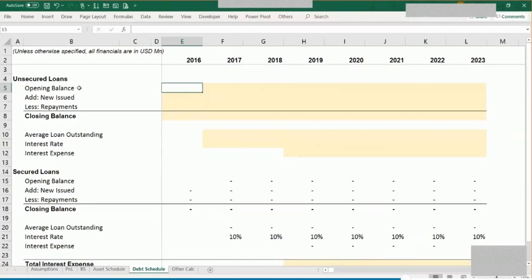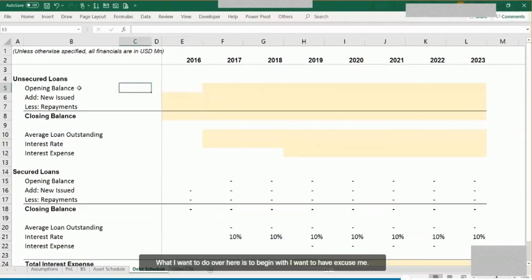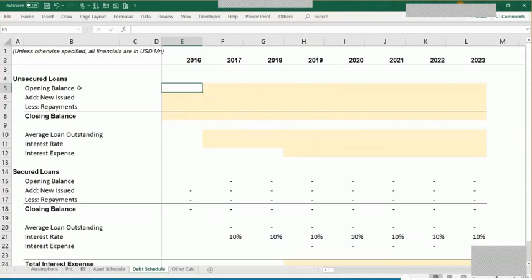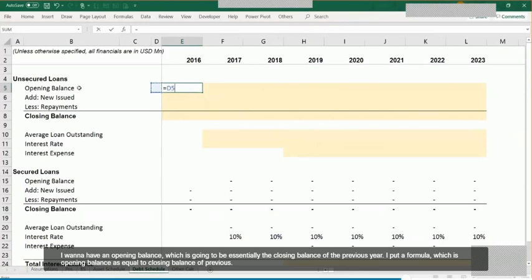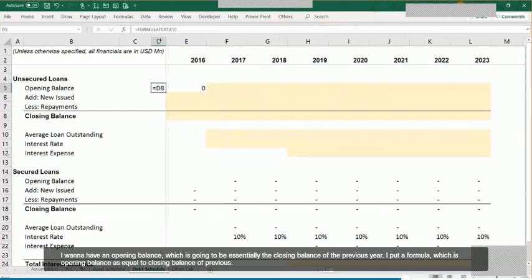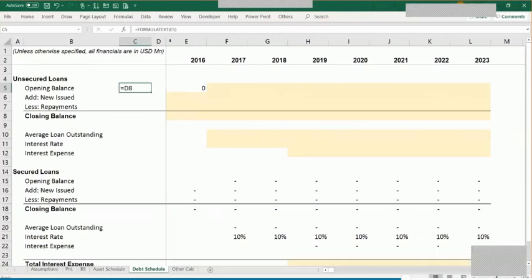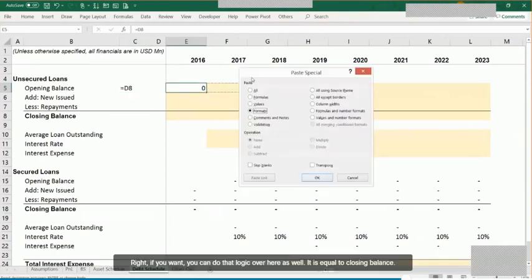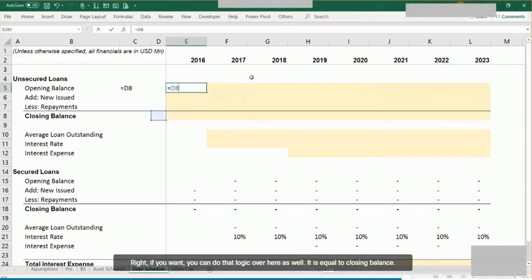What I want to do over here is, to begin with, I want to have an opening balance, which is going to be essentially the closing balance of the previous year. So I'll put a formula here, which is opening balance is equal to closing balance of previous year, right? If you want, you can do that logic over here as well. It is equal to closing balance of previous year.